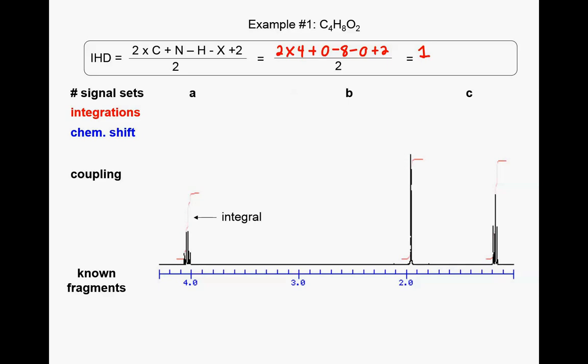By doing this formula, we figured out that our structure must have 1 ring or pi bond. In cases where you have a number greater than 1, it doesn't always have to be 2 pi bonds or 2 rings. It could be a mix. If you had a number of 2, that could be 1 pi bond and 1 ring, or 2 rings, or 2 pi bonds. Any possible combination of rings and pi bonds must add up to that number. All right, so how many signals do we see in this structure?